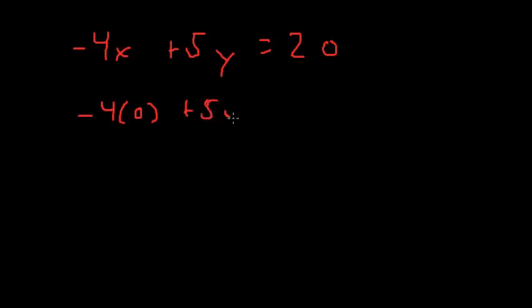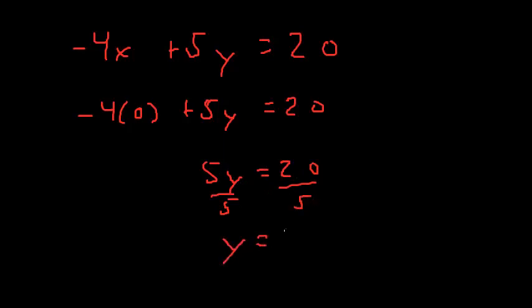We can easily find the intercepts in an equation. For example, -4x + 5y = 20. We can find the intercepts by plugging in 0 for one of the variables and solving for the remaining variable. So if I want the y-intercept, I plug in 0 for x. So -4 times 0 plus 5y equals 20. -4 times 0 is 0, so I just have 5y = 20. Divide by 5, and we have y = 4.